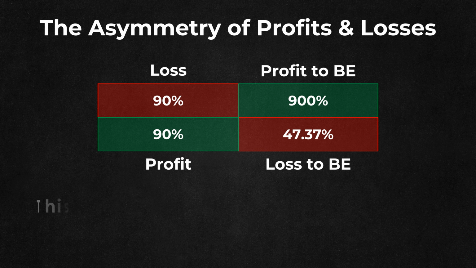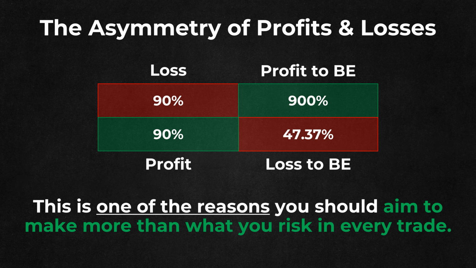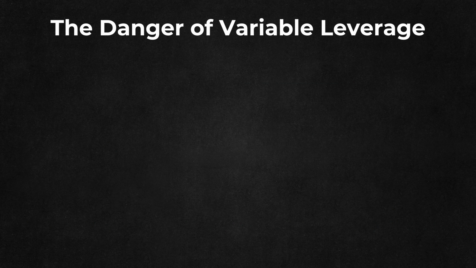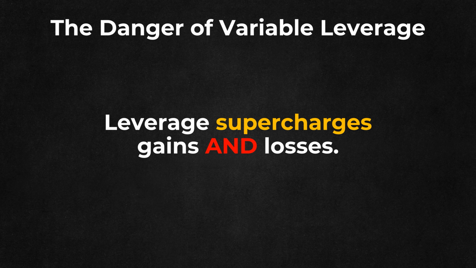This is one of the reasons you should aim to make more than what you risk in every trade to compensate for this asymmetry. Another hidden danger in risk management lies in the use of variable leverage. Using leverage is basically borrowing money to supercharge the potential profits. Everything has a cost though, and traders often ignore the fact that leverage also supercharges losses. Many thousands of trading accounts have been wiped out in minutes because of leverage. Beyond the obvious danger, there are more subtle problems with leverage.